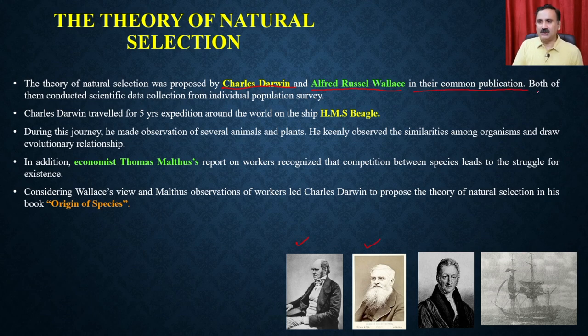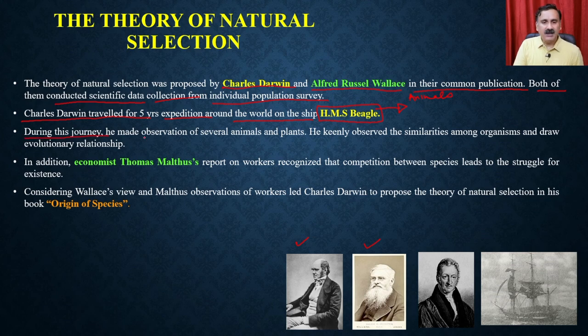In their common publications, both of them conducted scientific data collection from individual population surveys. Charles Darwin traveled on a five-year expedition around the world on a ship called the HMS Beagle, a famous ship which Charles Darwin used to travel around the world. That's how he collected different types of animals, such as pigeons and birds, and he studied those animals, and that's how he came up with the idea of the theory of natural selection.